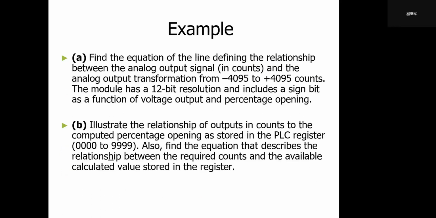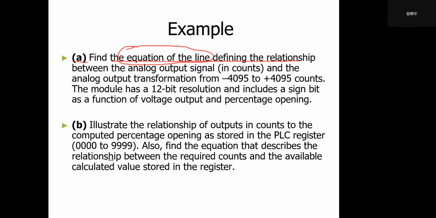Let's see the example. Find the equation defining the relationship between the analog output signal and the analog output transformation. Find the equation of the line. Line equation.